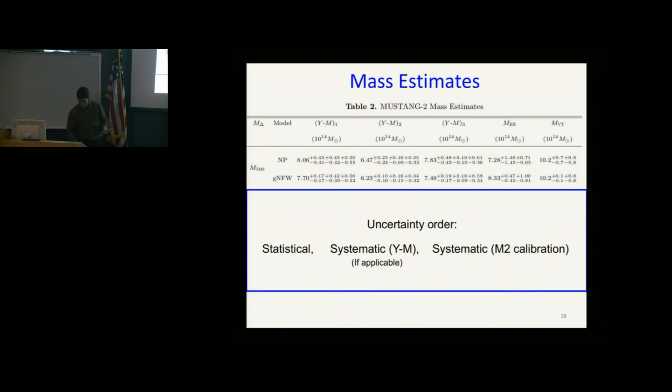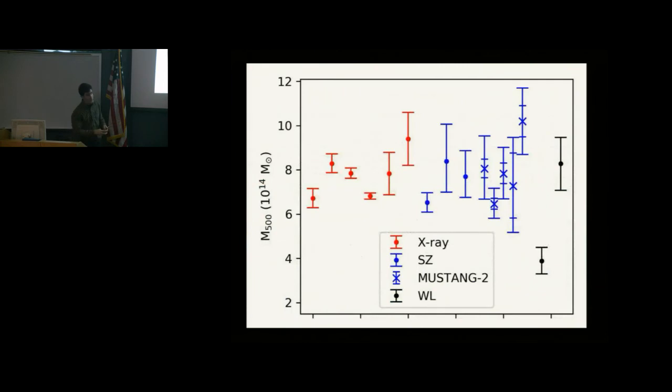All right. Then I can also show you this in context of the plot we had earlier. So now Mustang 2 has the crosses. I'm showing you the statistical errors with the first error bar, and then with the addition of systematics here. Again, you see good agreement between all our mass measurements that are from the intracluster medium.